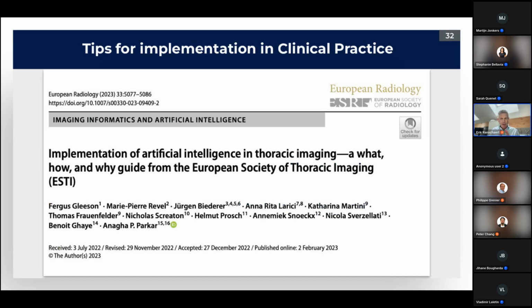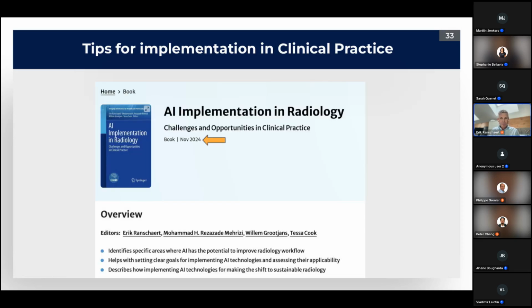All these tips are provided in this excellent paper, which is written by a radiologist specialized in chest imaging. Next slide. And the last tip I would like to give you is the new book that will appear in 2 months, in November. It's about all the practical information that we can give you about implementing AI in radiology. And I think it might be very useful for you if you want to use AI in clinical practice. I thank you very much.